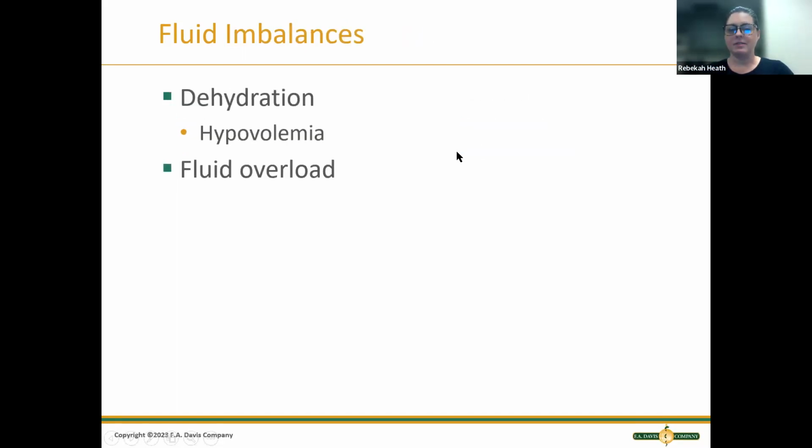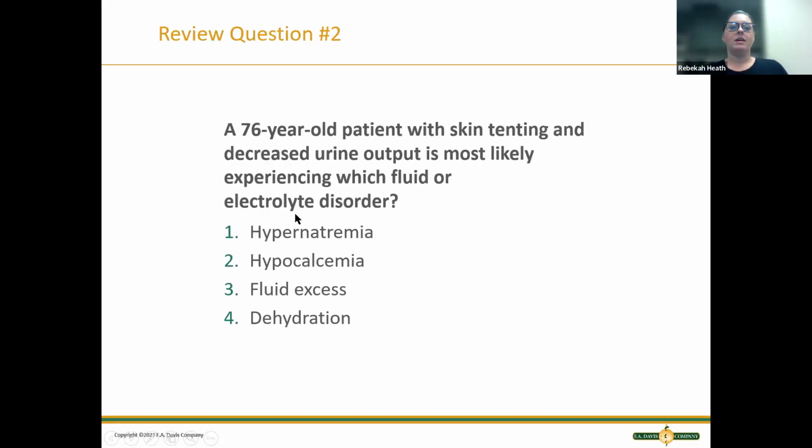Fluid imbalances, we have dehydration, right? Not enough fluid in you. And then you can also have too much fluid or fluid overload.